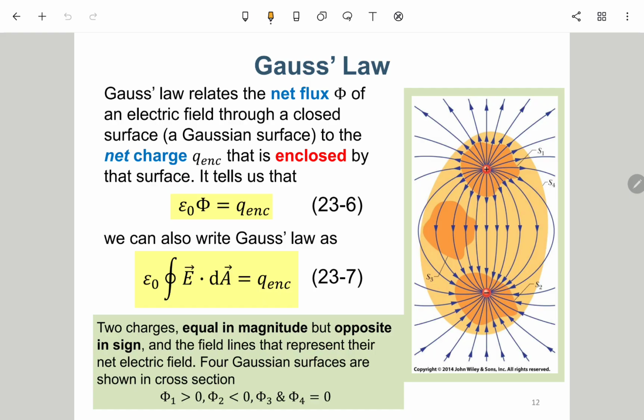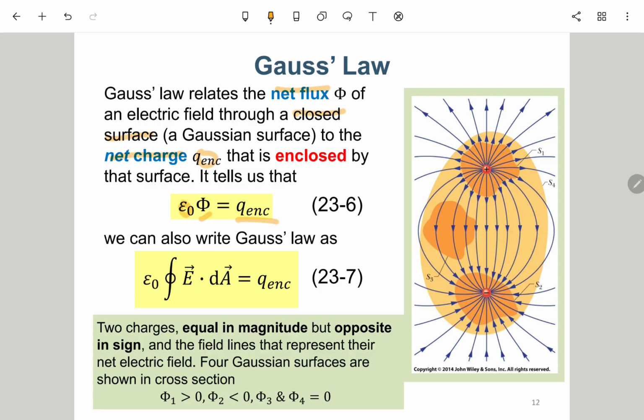So actually it says the Gauss law relates the net flux of an electric field through a closed surface. The closed surface, or Gaussian surface, is very important. It relates to the net charge Q enclosed by that surface. It tells us that epsilon naught, the permittivity we defined in chapter 21, 8.85 times 10 to the negative 12, times the net flux, will be the Q enclosed.